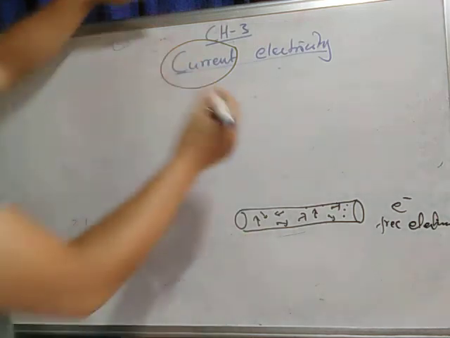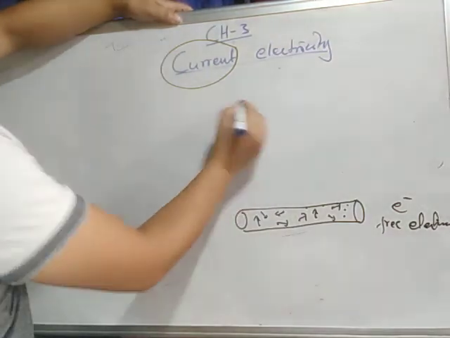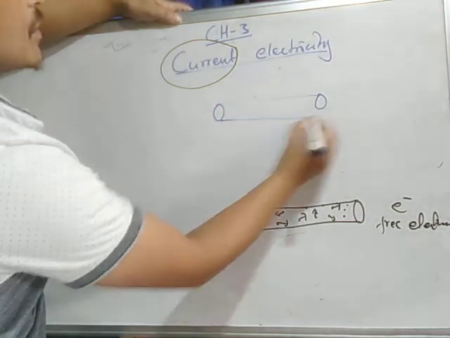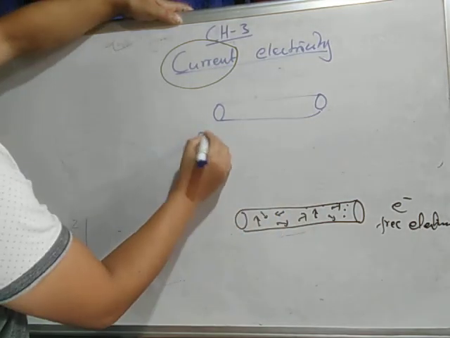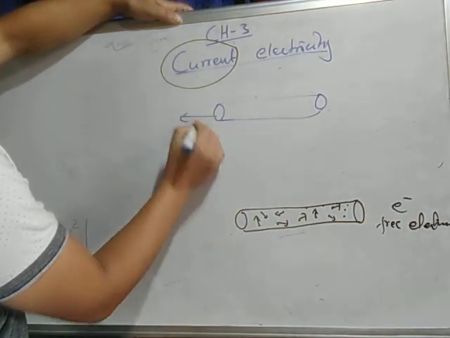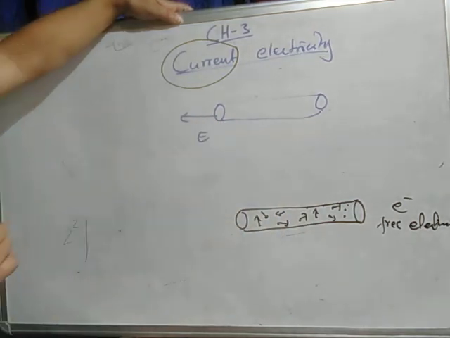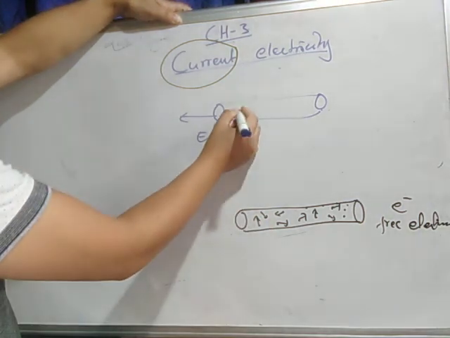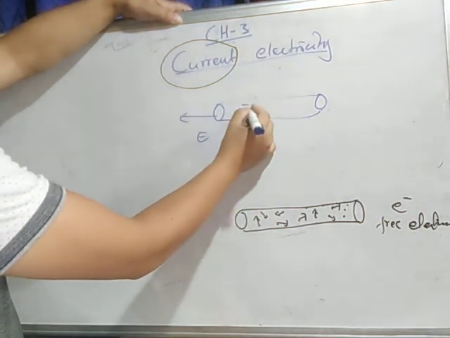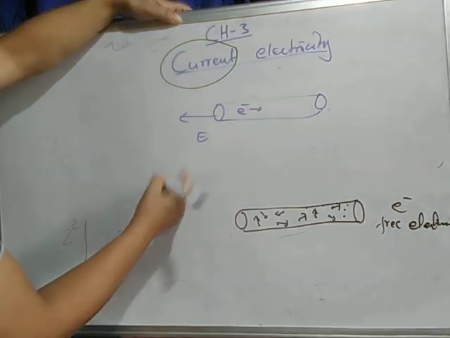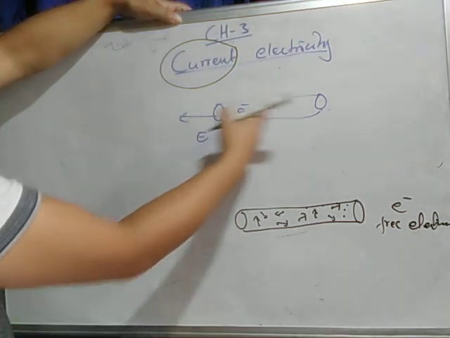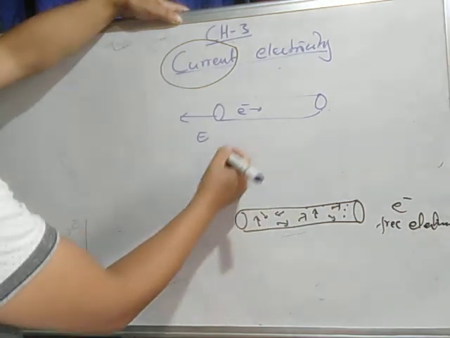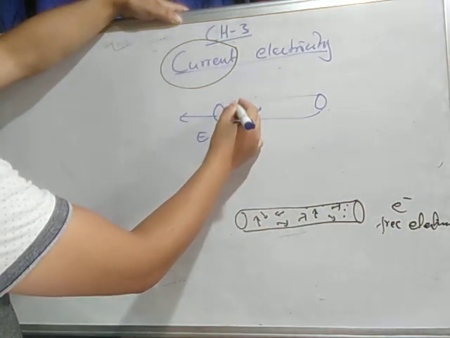So to get this, we have police, isn't it? That is, you have to apply an electric field. So this is the electric field. Obviously the electron moves in this direction, isn't it? Yes or no? The direction of electrons is opposite to the electric field, right? So it will move.